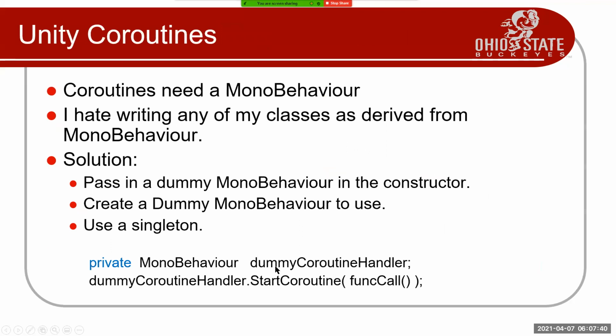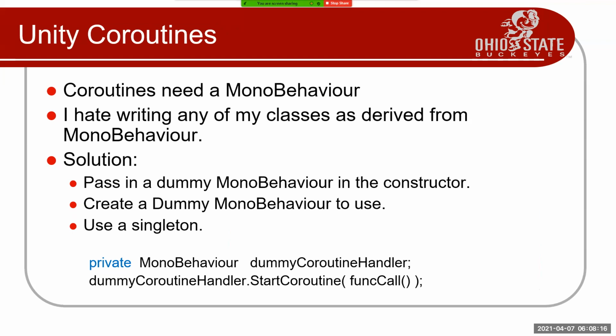Okay, so a couple more things you need to know about coroutines is, since they do use the update loop, they need a MonoBehaviour. So that's the driving force. I can't call StartCoroutine unless I have a MonoBehaviour to call it. Now, my personal preference is to try not to use MonoBehaviours as much as possible. They're a little fat, and I think they get in the way of clean programming a lot. But you don't have to derive your class from MonoBehaviour in order to use StartCoroutine.